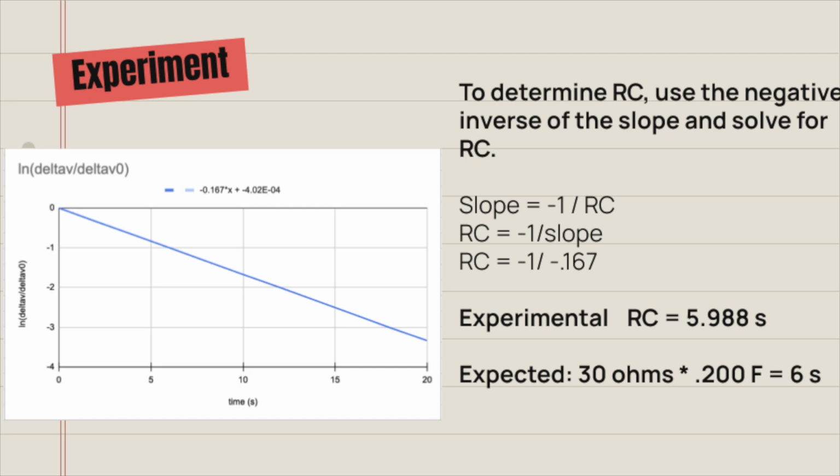Next, to determine the value of RC, I plotted the change in potential at different times, used the given equation, and linearized it to create my graph. I then found the slope and used the equation slope equals -1 over RC to determine RC. I found that the experimental RC was 5.988 seconds, and the expected, using the equation of ohms times the capacitor value, equals 6 seconds.